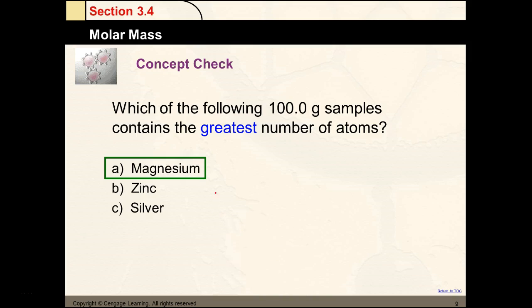Well, we don't need to do any math to figure this out. All we need to know is their atomic masses from the periodic table. Silver is the heaviest. Since silver is the heaviest, it requires the least number of atoms to reach 100 grams, so it's not going to be silver. Zinc and magnesium. Well, between these two, zinc is going to be heavier than magnesium. Since zinc is heavier, it takes fewer atoms again to get to 100 grams, so it's not going to be zinc, which leaves us with magnesium. That's the lightest element, and so it takes the most atoms to reach 100 grams.